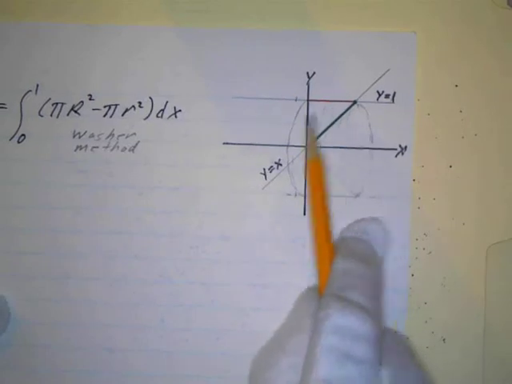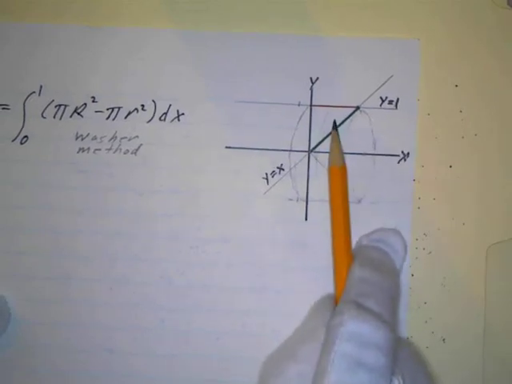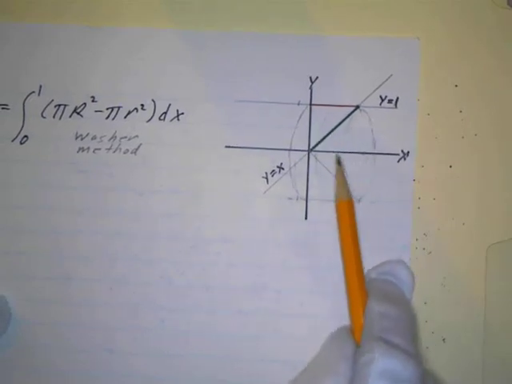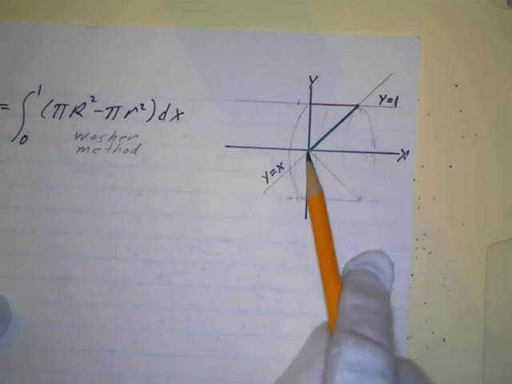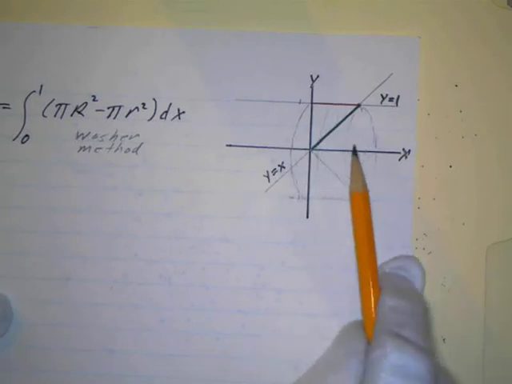So I drew my sketch of my region, so this is the region that's going to be revolved around. Now in here we're going to have kind of a hole. This is why we're going to use the washer method. Right at this point we won't, but from there on we'll have little gaps here.